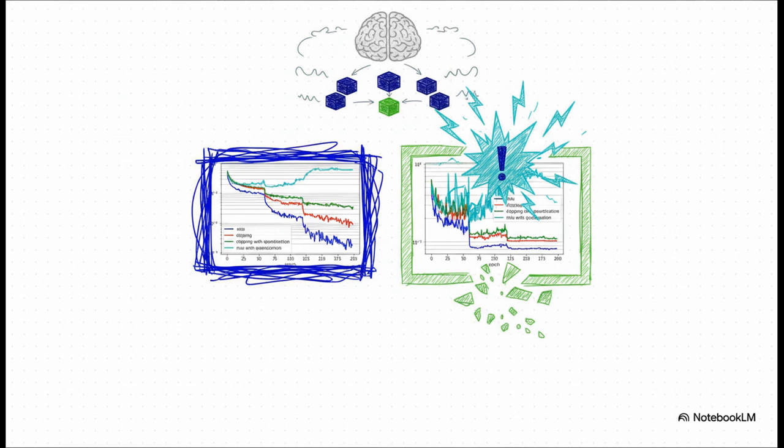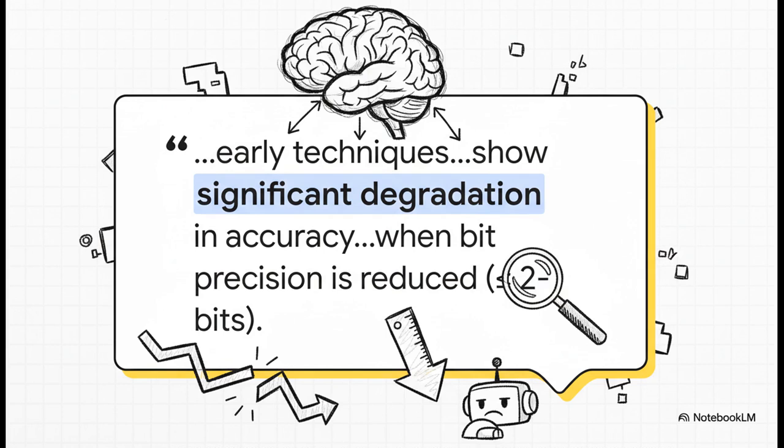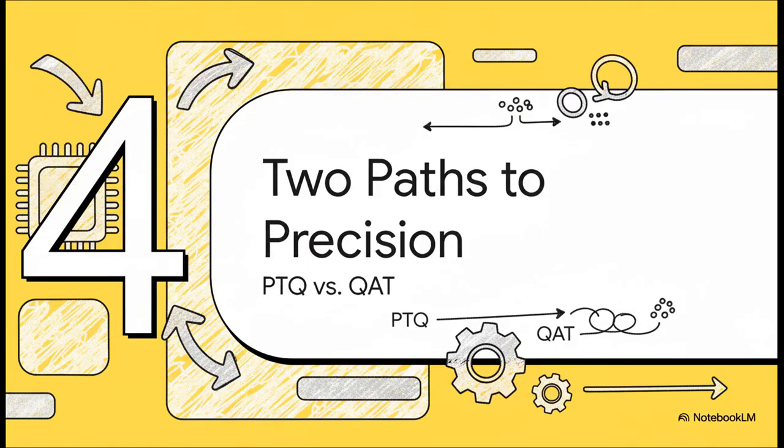It's a total disaster. This isn't some new discovery, by the way. Researchers have been banging their heads against this problem for a while now. They know that if you get too aggressive with the shrinking, you just break the model. So that sets up the real challenge, doesn't it? How do we get all those amazing efficiency wins without turning our brilliant AI into a bumbling idiot? Well, to solve that puzzle, the field has basically split into two main camps, two different approaches.